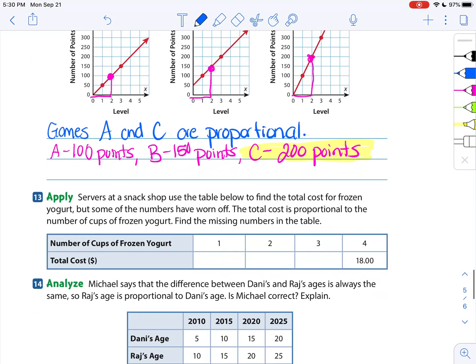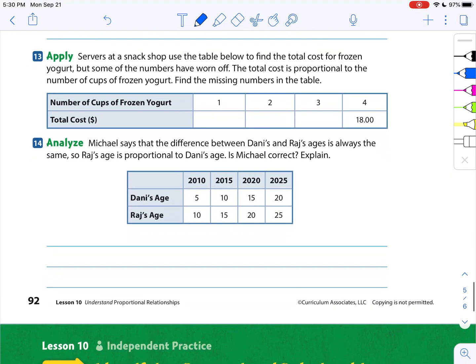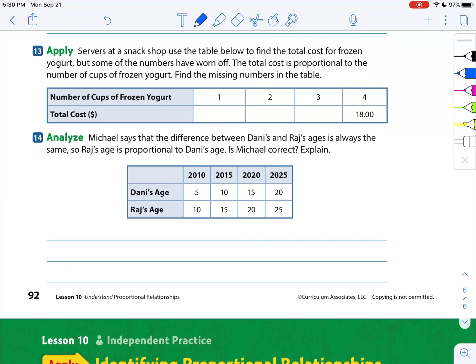Number 13, a server at a snack shop uses the table below to find the total cost of frozen yogurt, but some of the numbers are worn off. The total cost is proportional to the number of cups of frozen yogurt. Find the missing numbers in the table. It's very important that this problem tells us that the total cost is proportional to the number of cups. And because it's proportional, we can use unit rate and ratios to fill in the missing table.